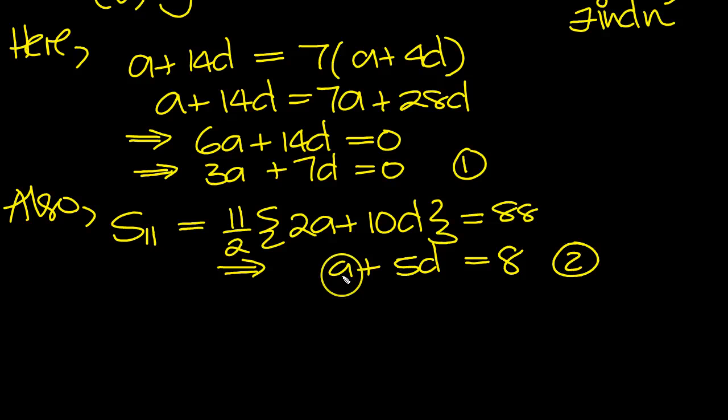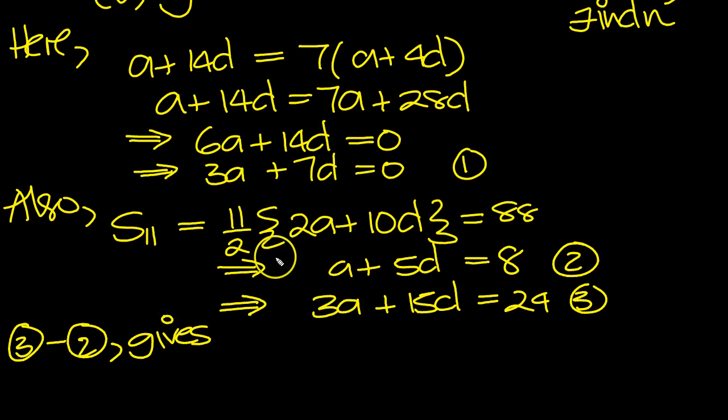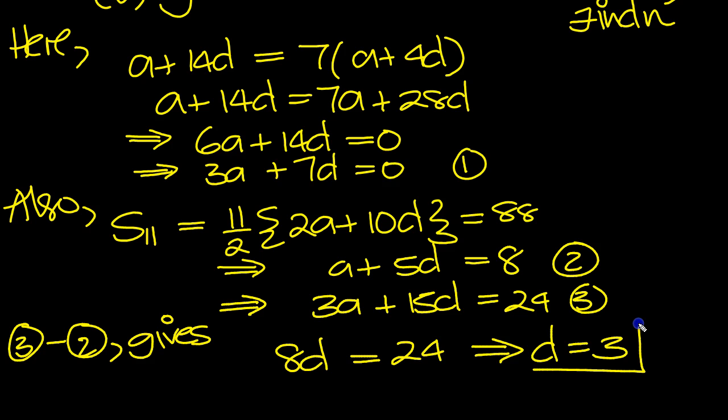So let's do 3 times this one then. That tells us that 3 lots of this plus 3 lots of this, 15d, is 3 lots of this, 24. And now the 3a's are the same, so we can take one from the other. Let's take 3 take 2. So what do we get then? This take this cancels, that's why we're doing it. 15d take 7d is 8d. And on the other side we've got 24 take 0 is 24. So that tells us, move the 8 from times to divide, that d is 24 over 8, which is 3. Now we know d is 3.